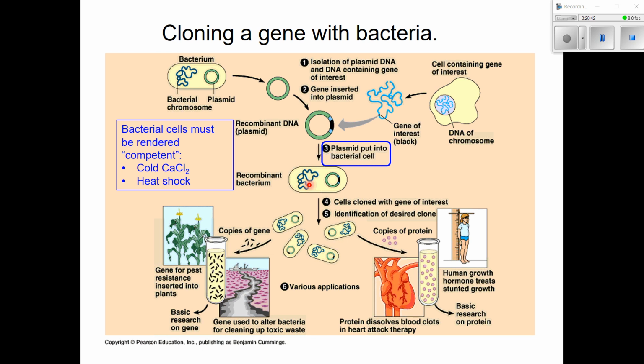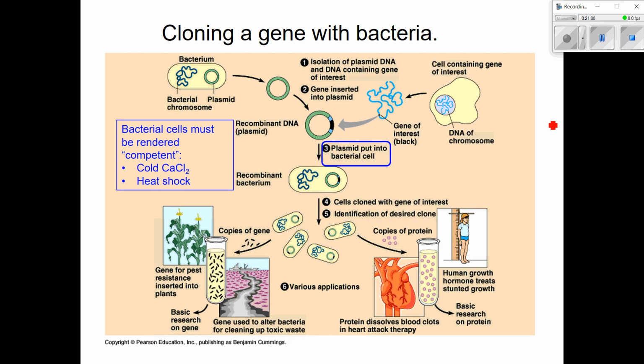Or actually, I think it's even warmer than that. I think it's like 40, maybe 42 degrees. Anyway, you heat it up, and then you quickly transfer it back to the ice. That very sharp change in temperature causes those tiny openings in the surface of the membrane to become even larger, which makes it easier for the plasmid DNA to get in.